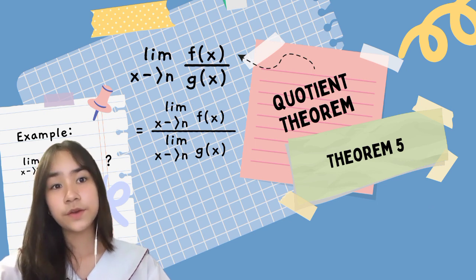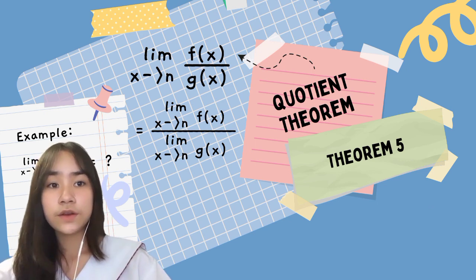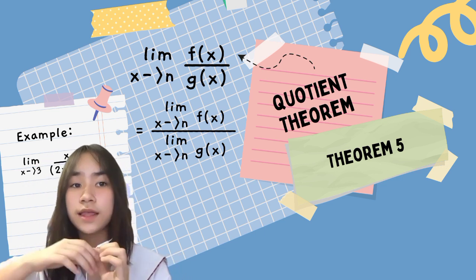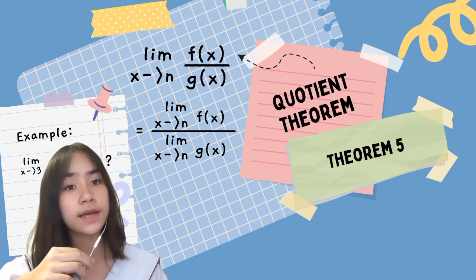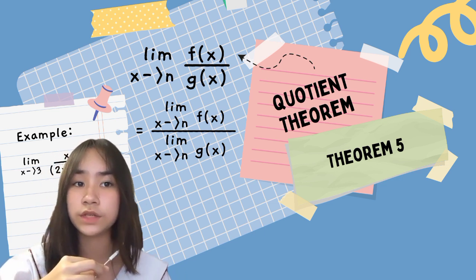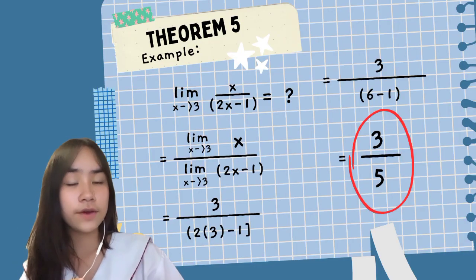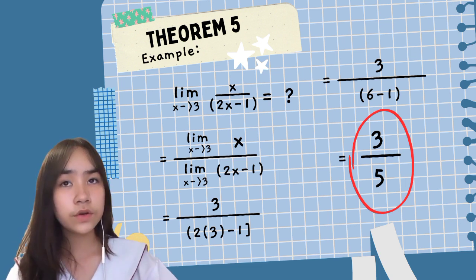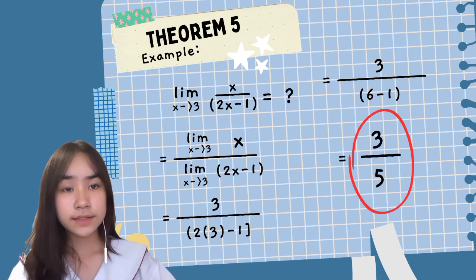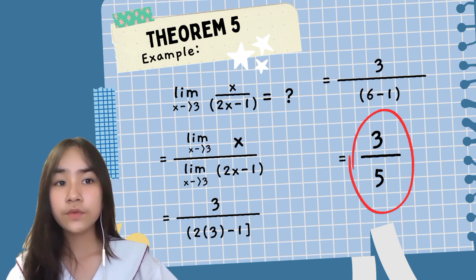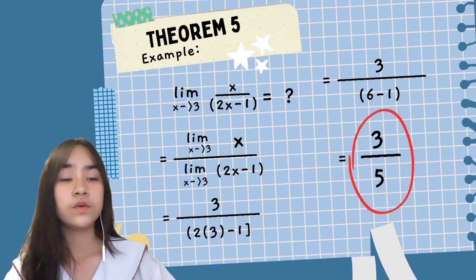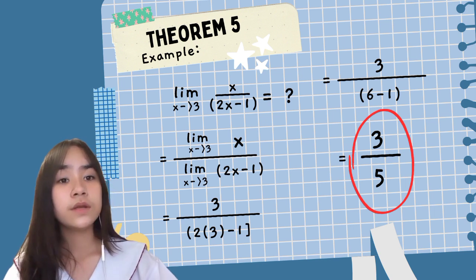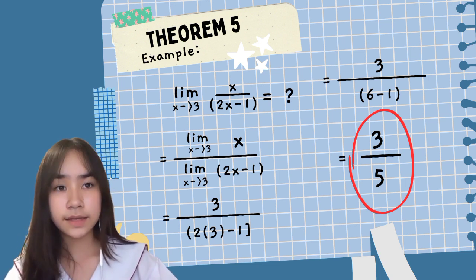Now let's discuss theorem number 5. This theorem is all about the quotient theorem. As you can see here in our presentation, this theorem can be applied in functions that have ratios and divisions as their operations. Now let's have our example. So here we are given the limit of x over the quantity 2x minus 1 as x approaches 3. So the first thing we need to do is to separate the two terms. So this will turn out as the limit of x as x approaches 3 over the limit of the quantity 2x minus 1 as x approaches 3.